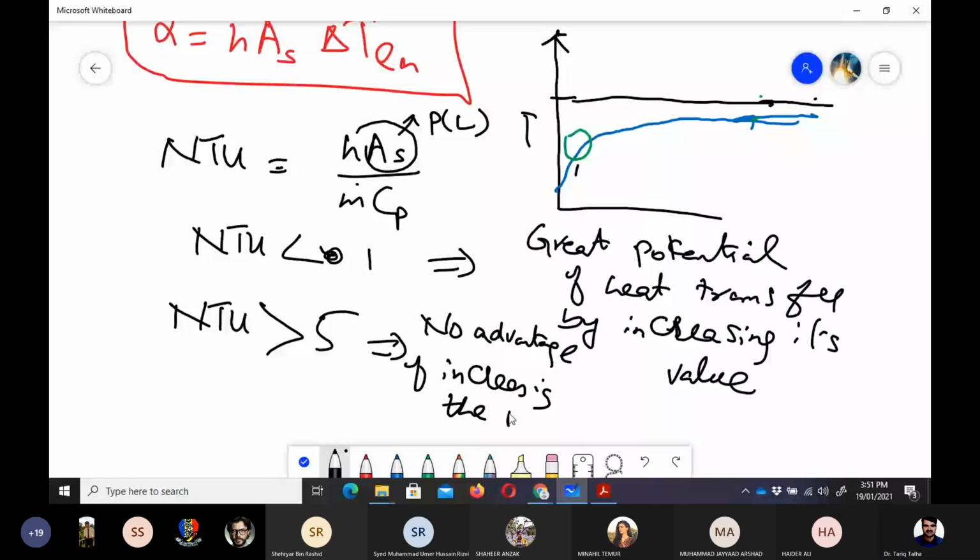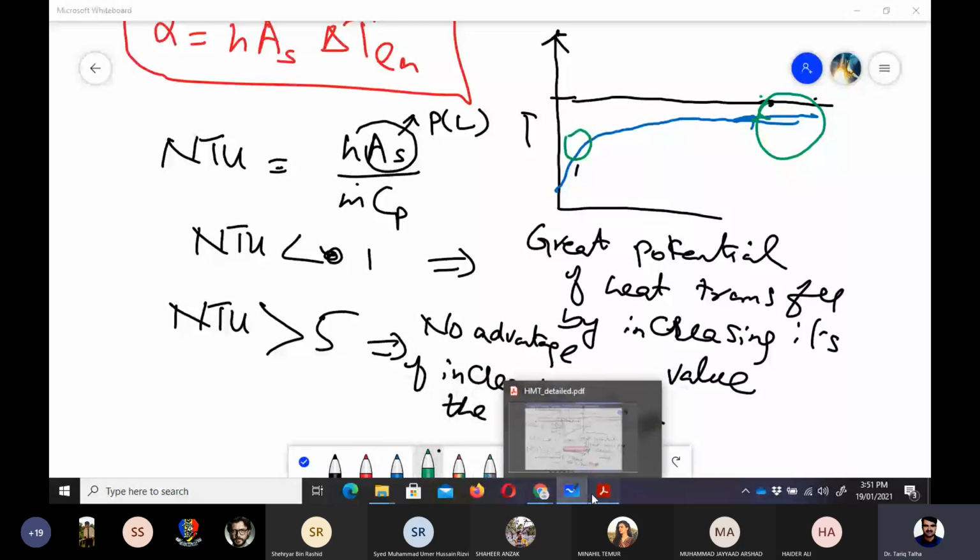While when NTU is equal to 5, then we would be somewhere here. It means that even if we increase the length, because the temperature difference between the surface temperature and the fluid temperature is very less, the heat transfer would increase very slightly.